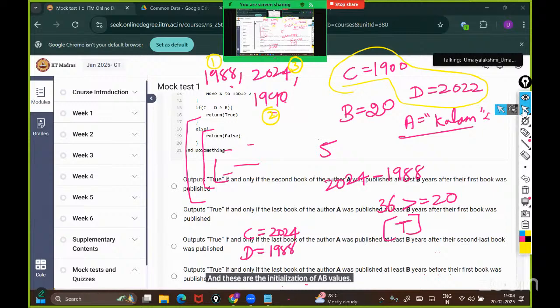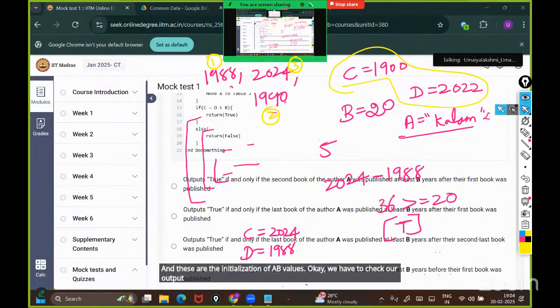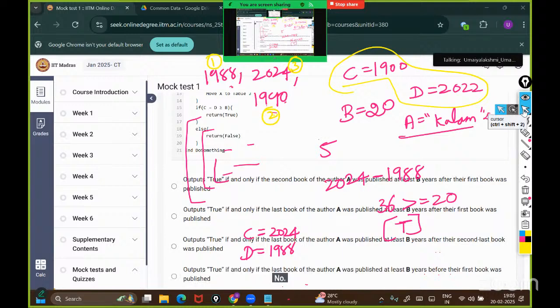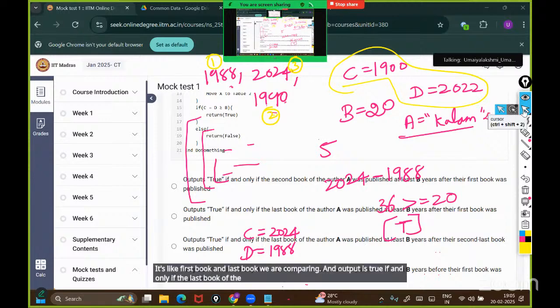Okay, we have to check. Our output is true if and only if the second book of the author A was published at least B years after their first book. Is it? No, ma'am. Because we have given B as 20, but it's not the first book and second book, right? It's the first book and last book we are comparing. And output is true if and only if the last book of the author A was published at least B years after their first book.